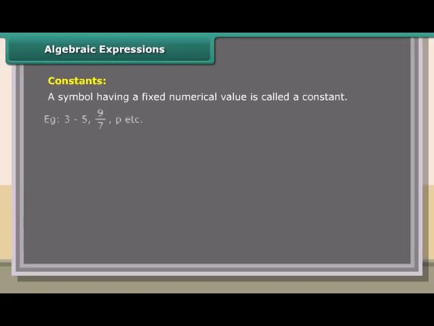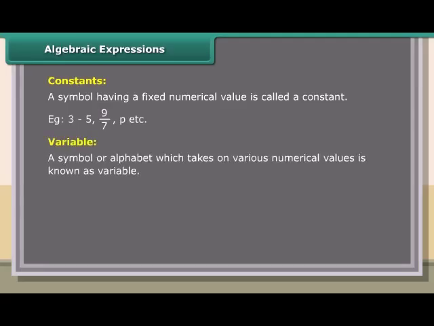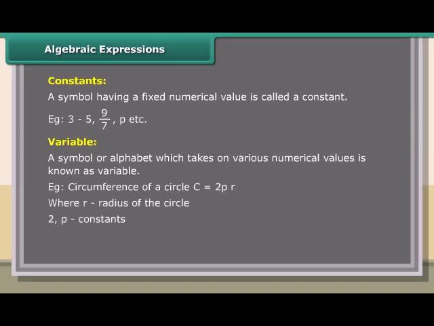Algebraic expressions. Constants. A symbol having a fixed numerical value is called a constant. Example, 3, minus 5, 9 upon 7, π, etc. Variable. A symbol or alphabet which takes on various numerical values is known as a variable. Example, circumference of a circle C is equal to 2πr, where r is the radius of the circle. 2π is a constant, C and r are variables.